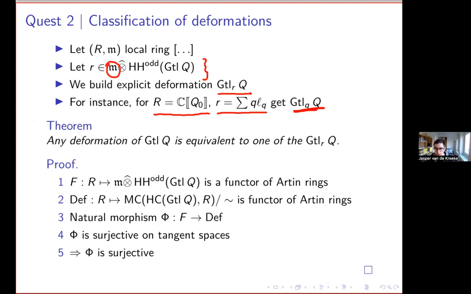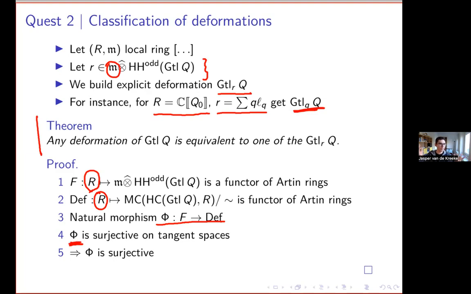Now, a theorem we proved is that any deformation of GTL_Q is actually gauge equivalent to one of the GTL_{R,Q}. How to go about this? You construct functors of Artin rings, namely the parameter space of all R's is a functor of Artin rings in the ring R. The deformation functor is, of course, also a functor of Artin rings, and there's a natural morphism between them, which just maps R to GTL_{R,Q}. So phi is surjective on tangent spaces of these functors.